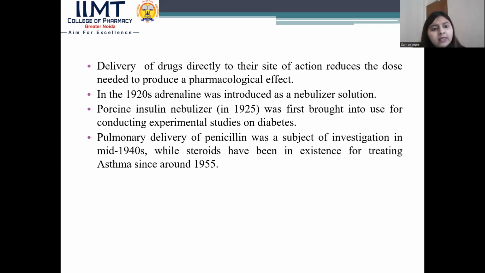In the 1920s, adrenaline was introduced as a nebulizer solution. Porcine insulin nebulizer in 1925 was first brought into use for conducting experimental studies on diabetes. Pulmonary delivery of penicillin was a subject of investigation in the mid 1940s, while steroids have been in existence for treating asthma since around 1955.